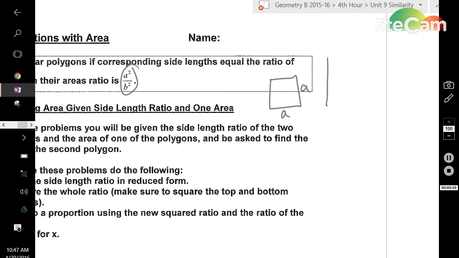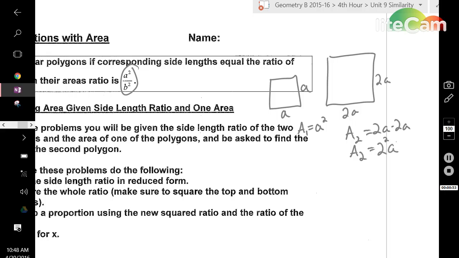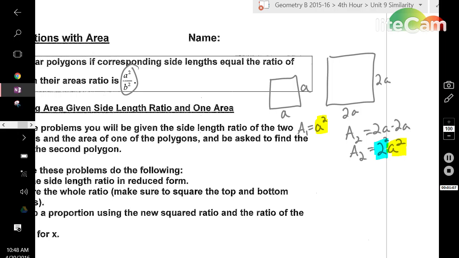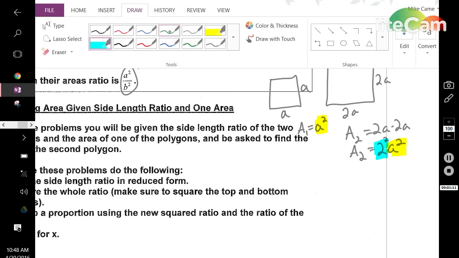If I were to double both side lengths, 2A, 2A, let's say I find the area of these. The first one's going to be A squared, A times A for a rectangle. The second area is going to be 2A times 2A, which I'm going to rewrite as 2 squared A squared. So the A squared factor here, look at the coefficient of the larger area. It's 2 squared.